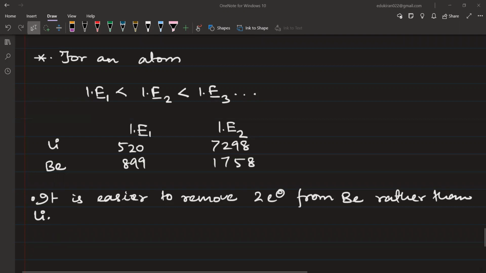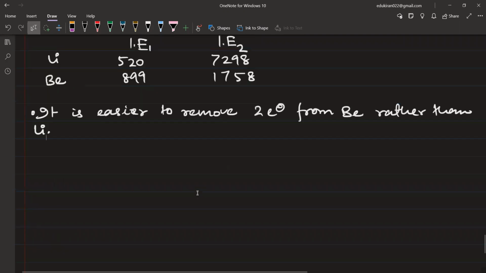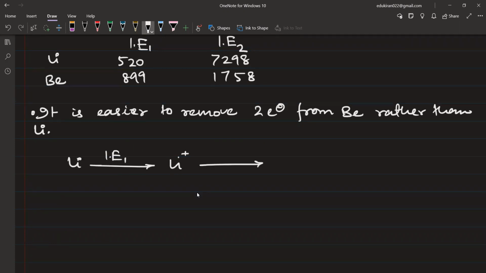All of you done? Yes or no, please? Okay. Now see here. I am going from lithium. I will do IE1, the first ionization enthalpy, and I will get Li+. Then I will again do IE2, and I will get Li2+. Now lithium has an electronic configuration of 1s2 2s1. This Li+ has an electronic configuration of 1s2. And this Li2+ will have an electronic configuration of 1s1.